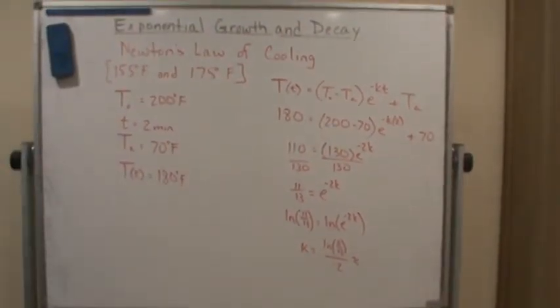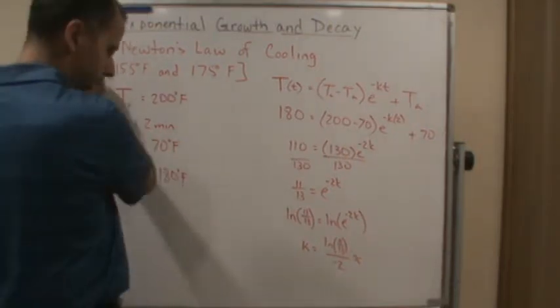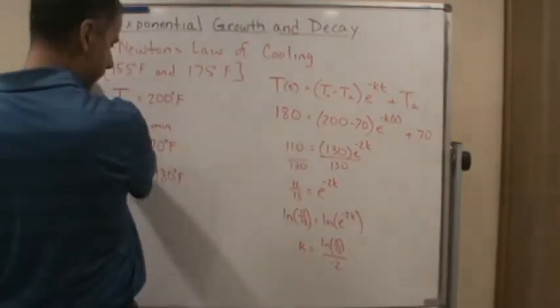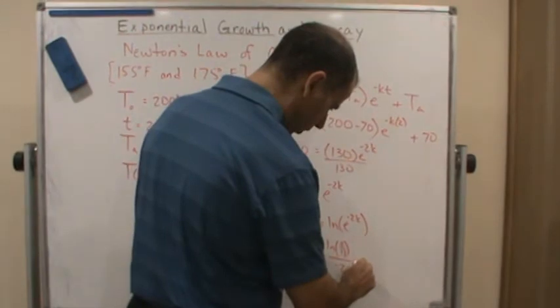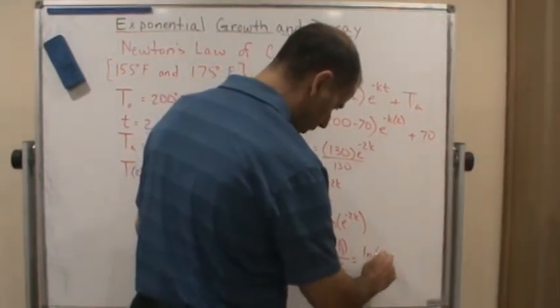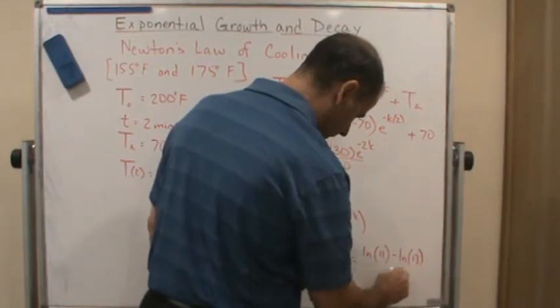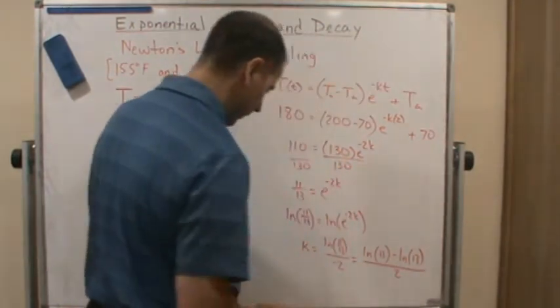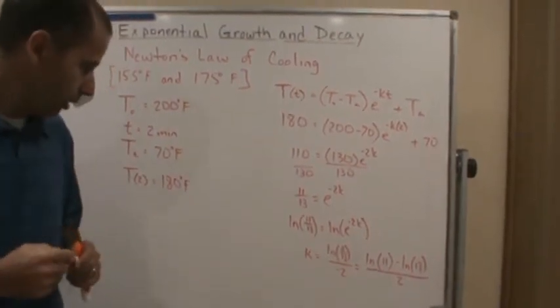which gives me an approximate k value of what? Oh, well, they don't want us to do that, they want us to use exact numbers. So in this case, you can leave it as 11/13, or you can write it as the natural log of 11 minus the natural log of 13, over negative 2. Okay, so now that's our constant.